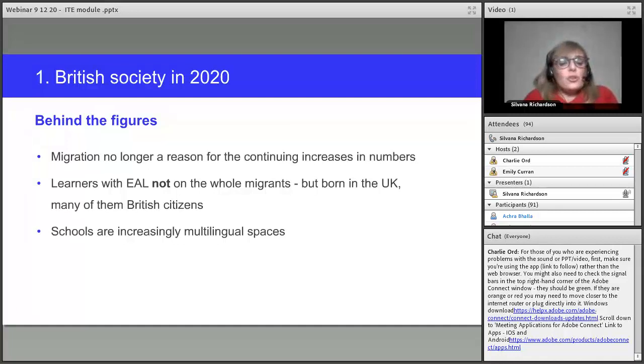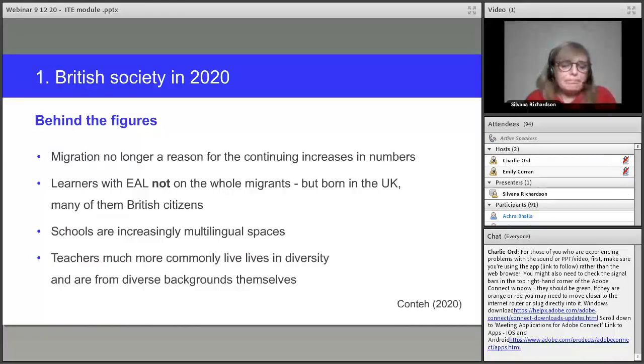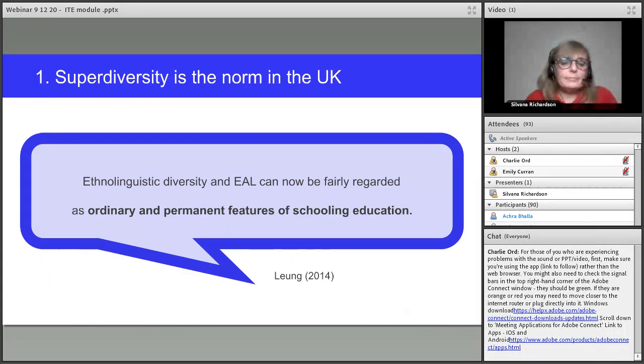We also find that schools are increasingly multilingual spaces, although this is sometimes a little bit hidden because of the curriculum. And we also find that teachers much more commonly live lives in diversity in the cities and towns where they live and are from diverse backgrounds themselves. So we find a society that's diverse, that's multilingual, and schools reflect that society. As Professor Constant Leung said, ethno-linguistic diversity and English as an additional language can now be fairly regarded as ordinary and permanent features of schooling education. So this super diversity is now the norm in the UK rather than something to look at as an exception or something that's just marginal to society.